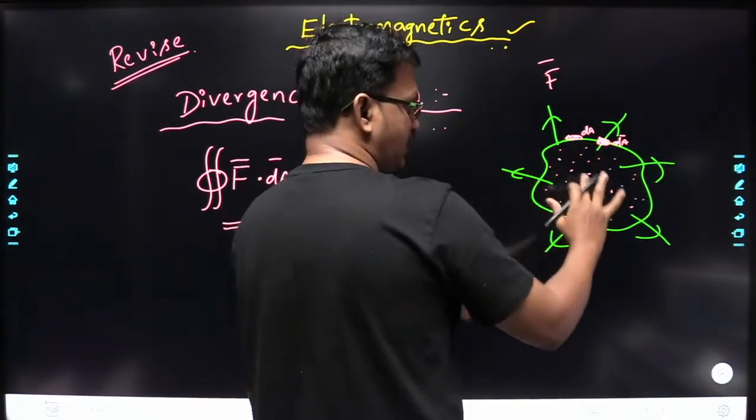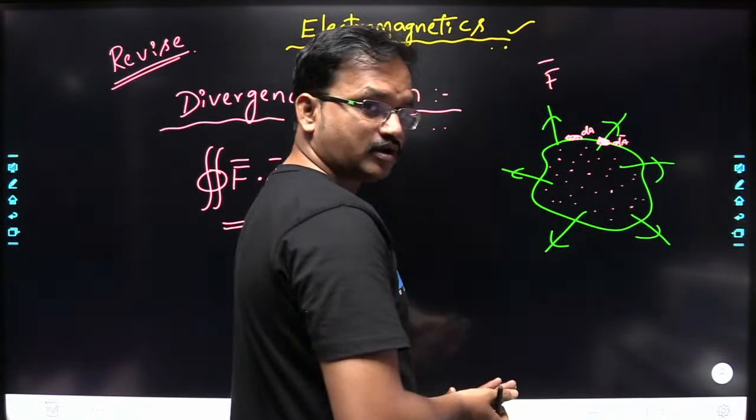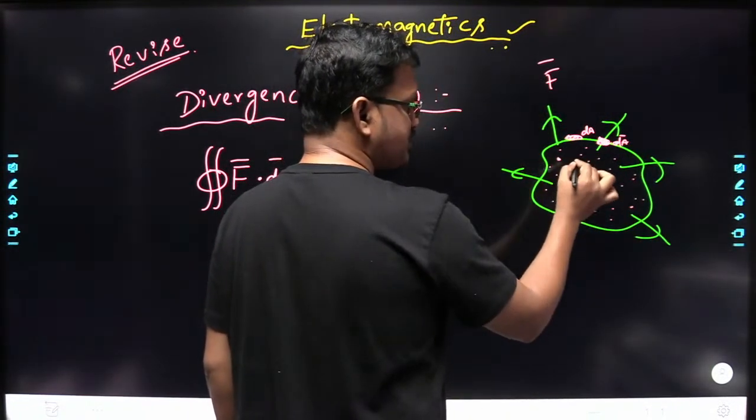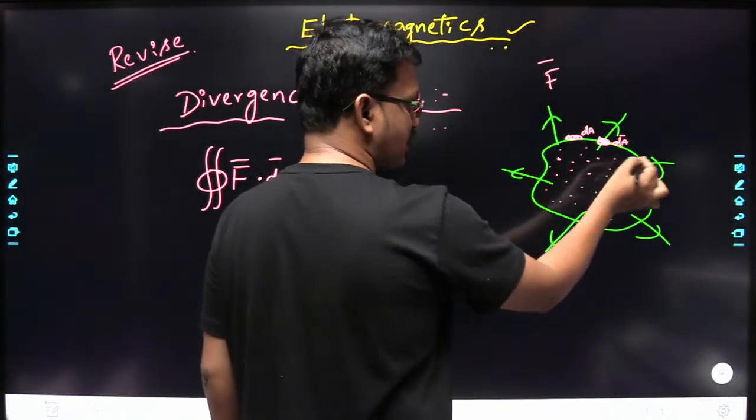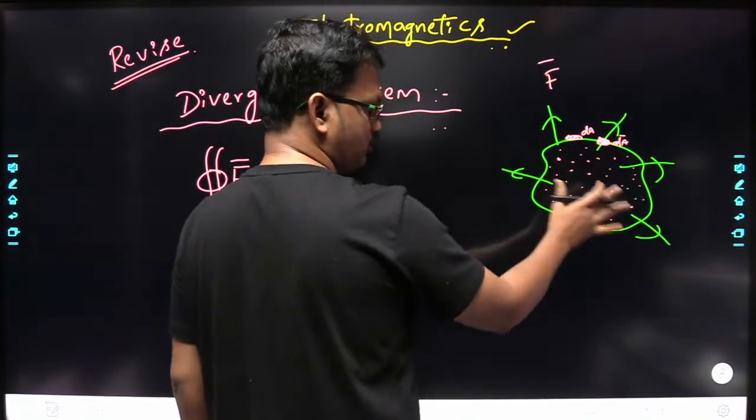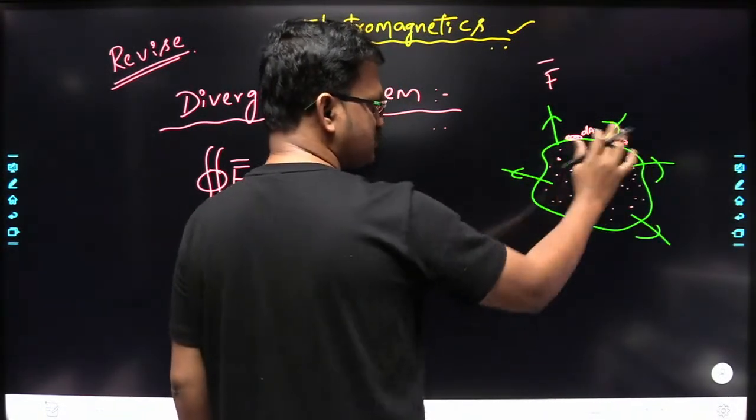So this volume is enclosed by this closed surface, right? Okay. So now let us consider this is one point source, this is a point source, this is a point source, like that. So these sources are distributed throughout the volume that is enclosed by this closed surface.